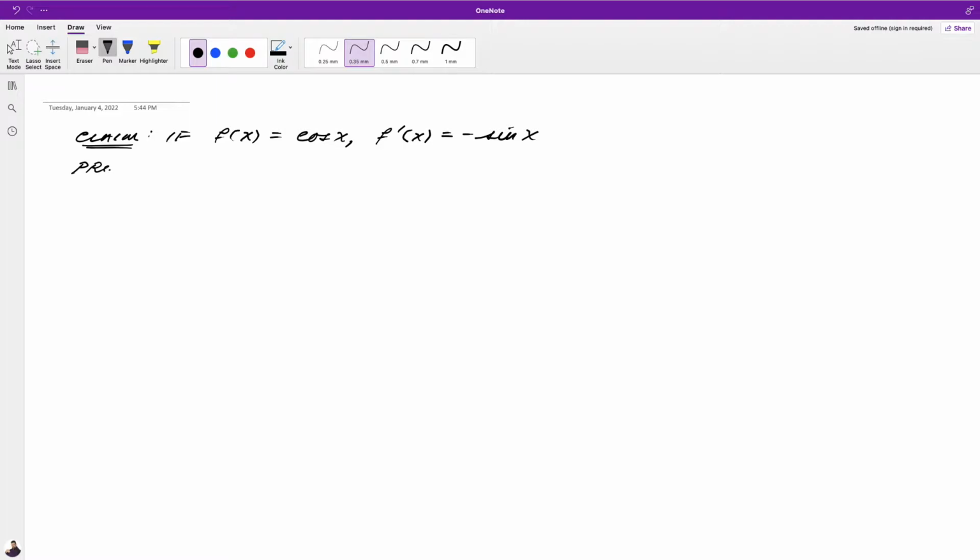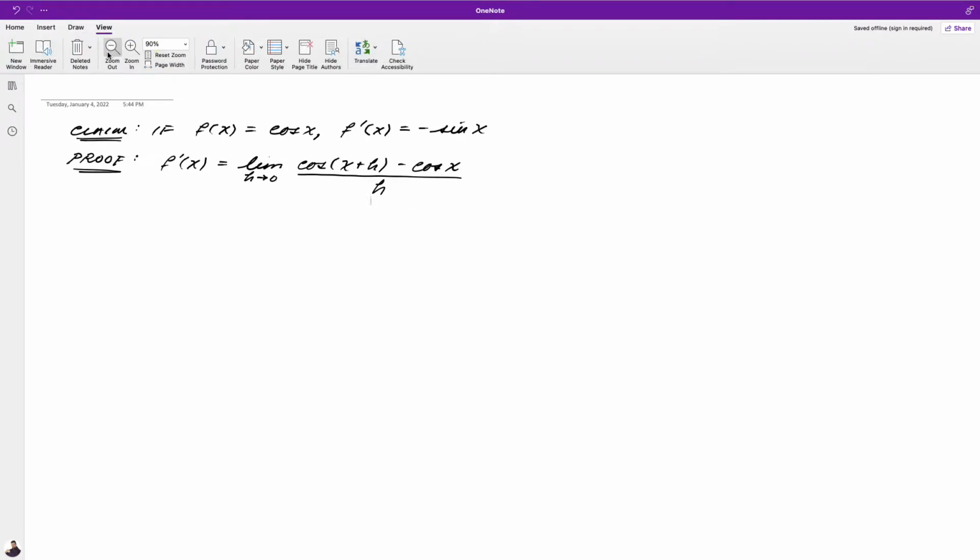Okay, so let's go ahead and proceed in our attempt to prove this, using, of course, the definition of the derivative as a limit. That's how we do it around here. So f prime of x, by definition of the derivative, is equal to the limit as h trends to 0 of cosine of x plus h minus cosine of x, all over h.